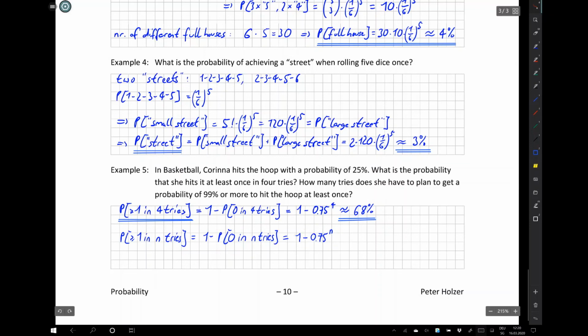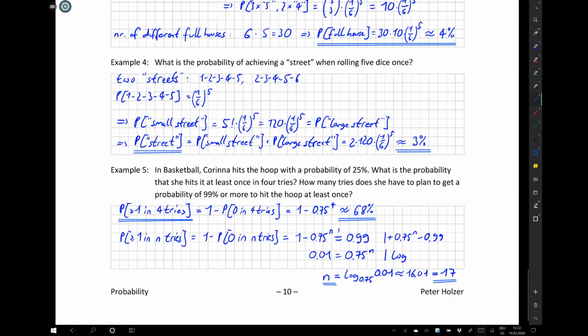to the power of n. And we want this probability now to be 0.99. So let's solve this for n. Well, we have to use the logarithm here. So it's a logarithm in base 0.75 of 0.01. And we get as a result 16.01. And we want the probability to be at least 99%. So this means we have to round this result up. So the correct final solution is n is 17.